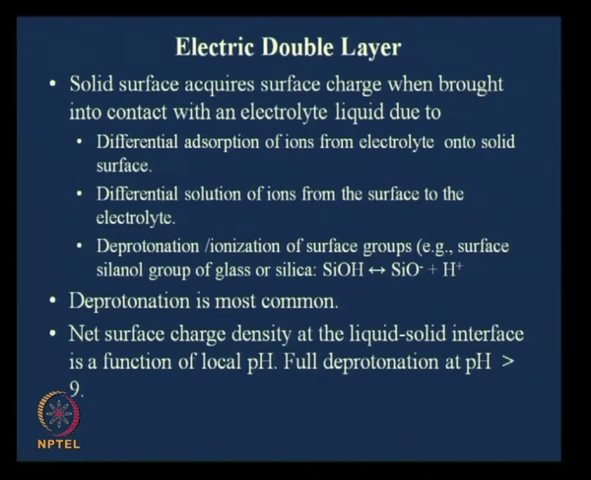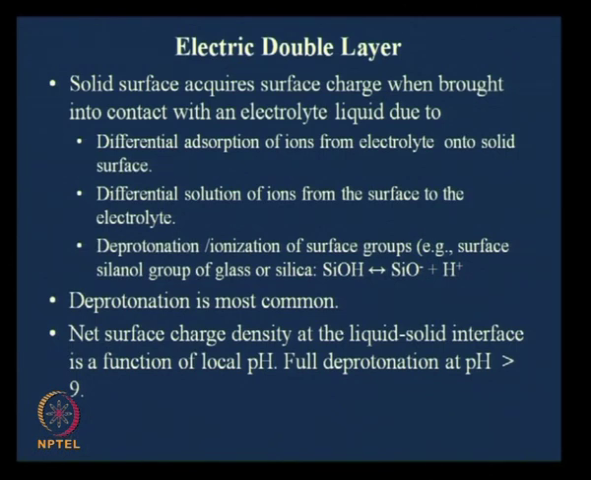The third point here is deprotonation or ionization of surface groups, such as the surface silanol group of glass or silica. Since we have been extensively talking about glass as a material for microchannel devices, that will have the silanol group SiOH, which breaks down into SiO minus and H plus. So, this H plus goes away, and you have deprotonation of the surface group. If H plus goes away, automatically the minus charges are left there, sitting there. So, the surface will be having all minus charges.